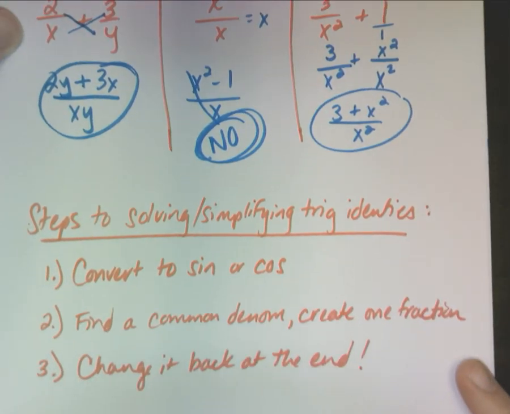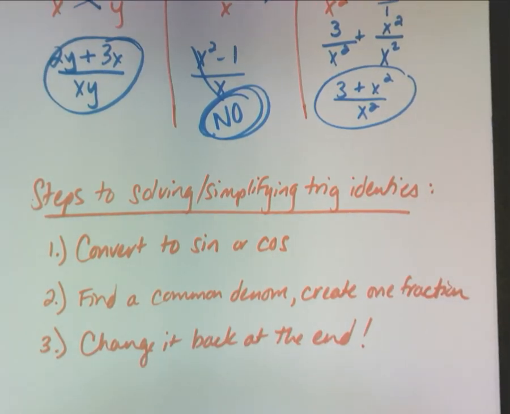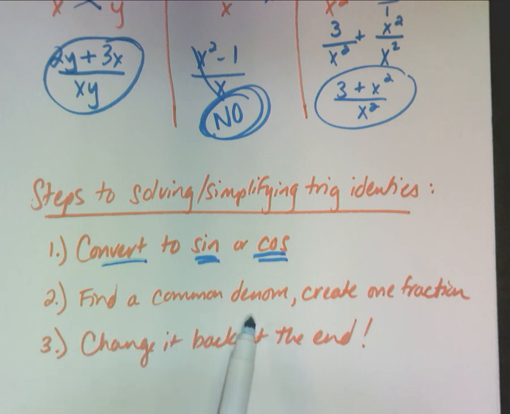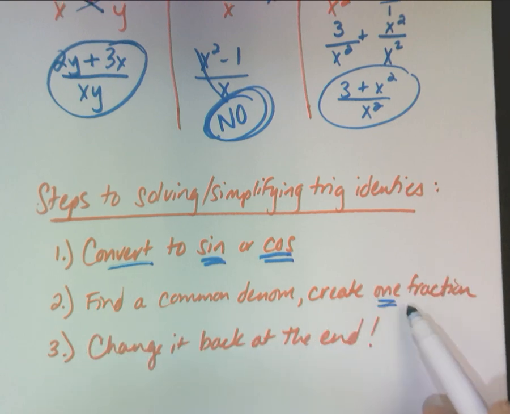All right, last and final thing right here before we do 2 examples, steps to solving or simplifying trig identities. First thing we're going to do is convert everything to sine or cosine. Pretty much every time you convert to sine and cosine. Second thing you're going to do is find a common denominator. You're going to try to create one fraction.